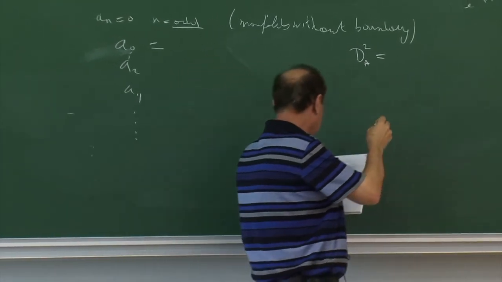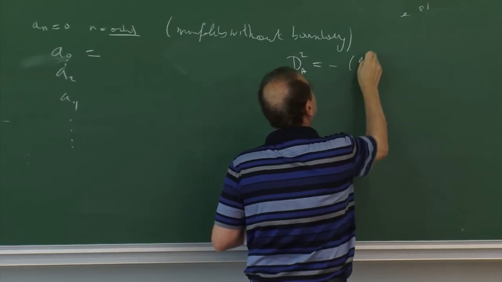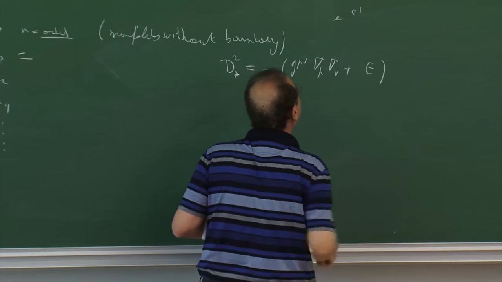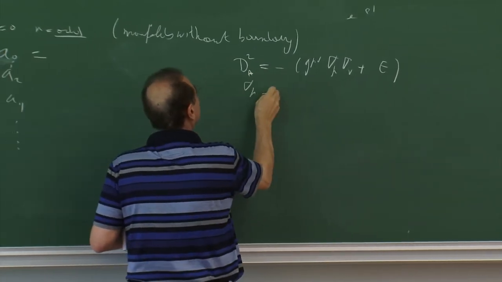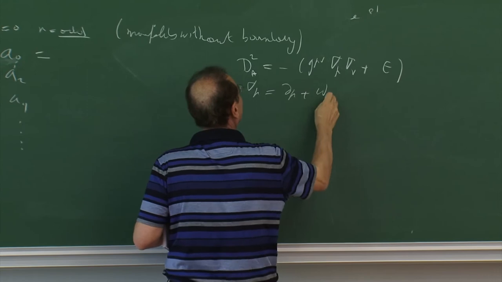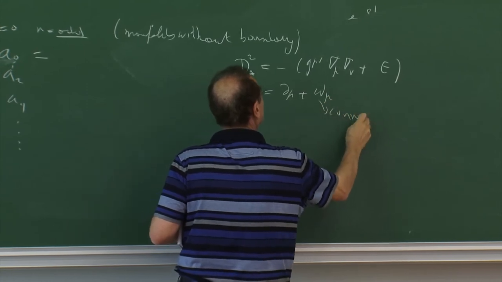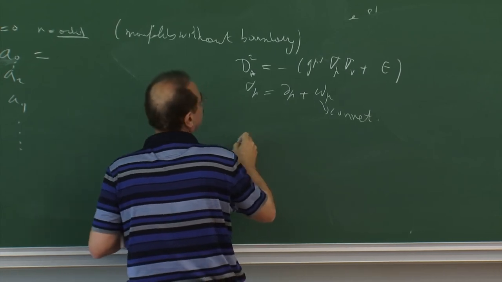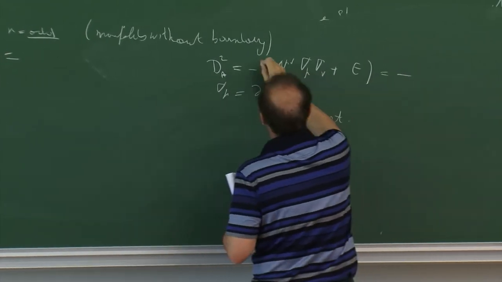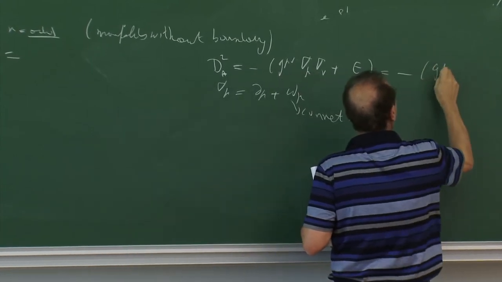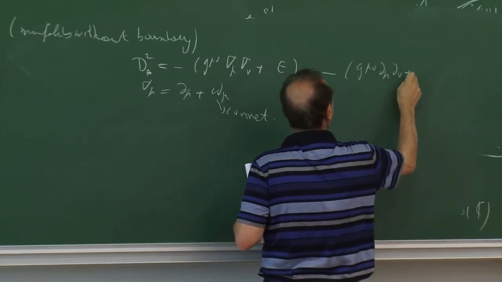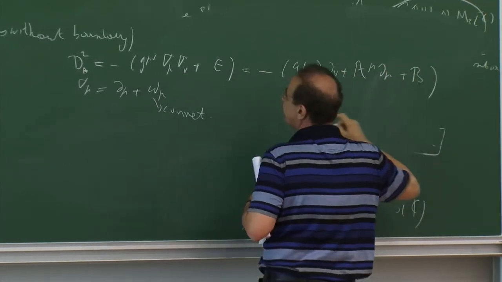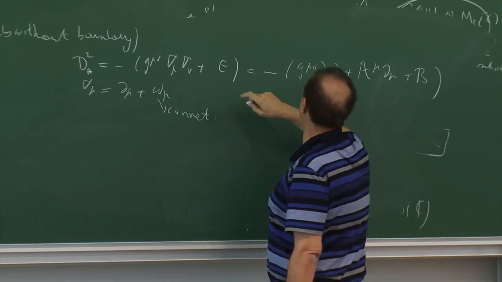And the trick is the following: you write this as g^{μν}∂_μ∂_ν plus a remainder, and this d_μ will be ∂_μ plus ω_μ, which is a connection. This ω_μ is also given by minus g^{μν}∂_μ∂_ν plus a^μ∂_μ plus b. So what Gilkey did actually was give an expression.